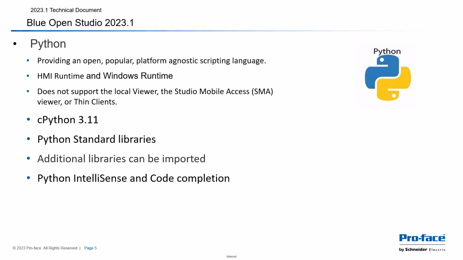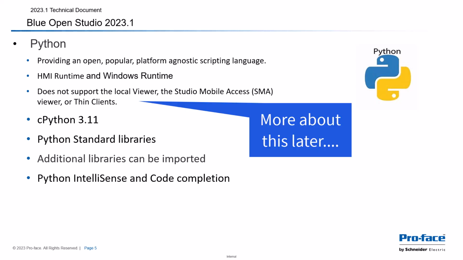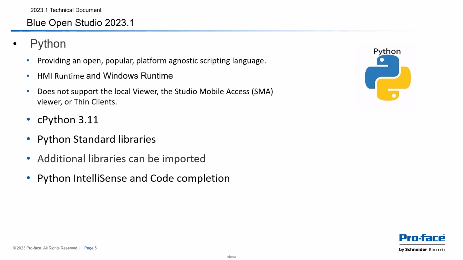And again, we'll show this graphically, what this looks like and why it's not supported in the viewers. In further slides we'll discuss what this point here means. It's based on CPython 3.11. It does include the standard Python libraries, and additional libraries can be imported. It has Python IntelliSense and code completion.